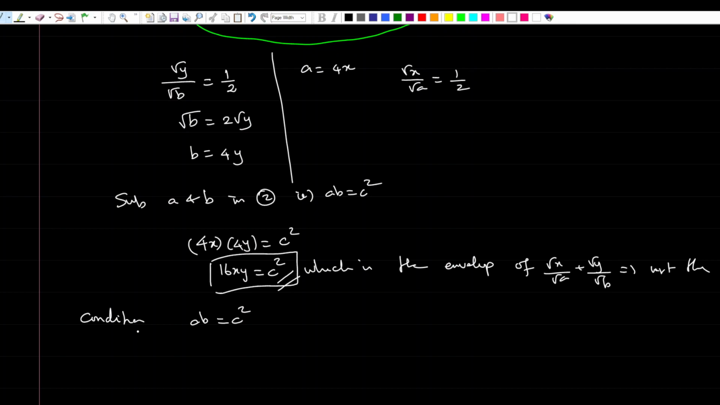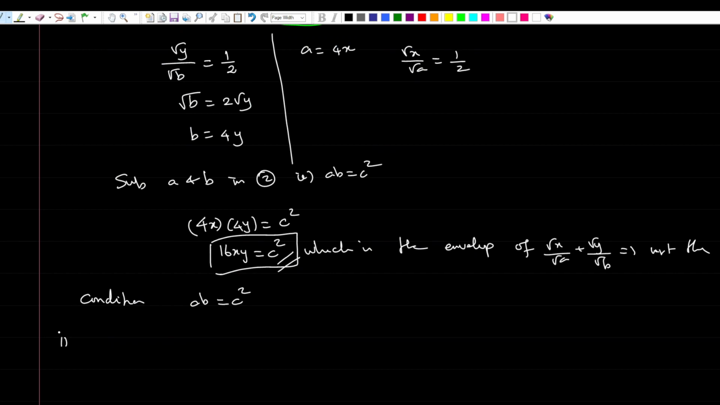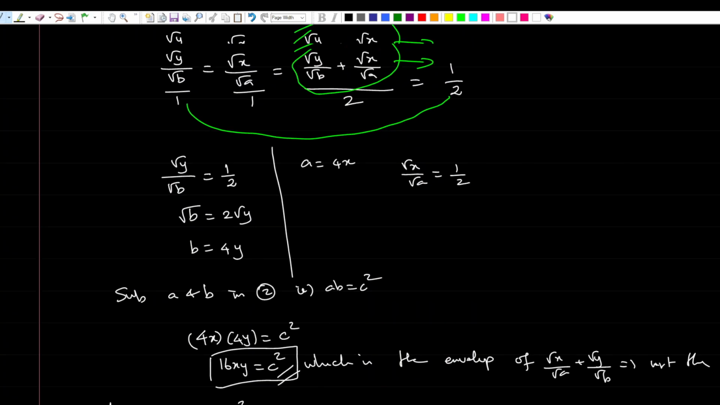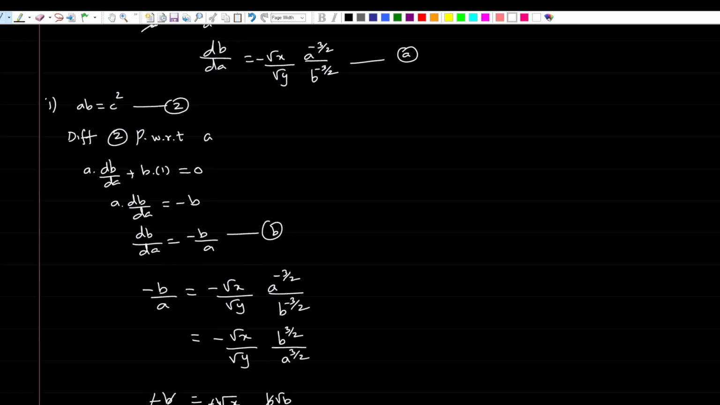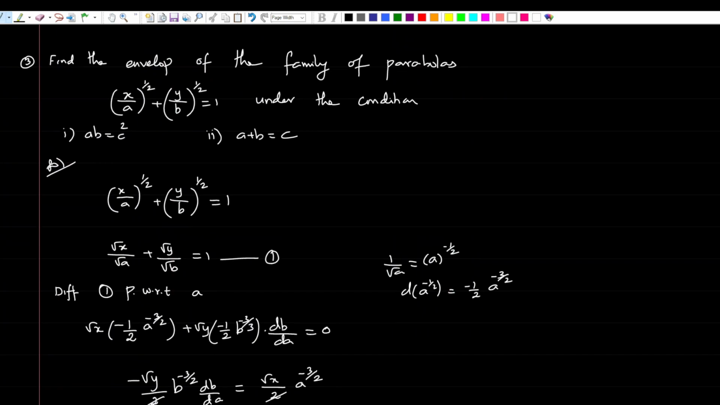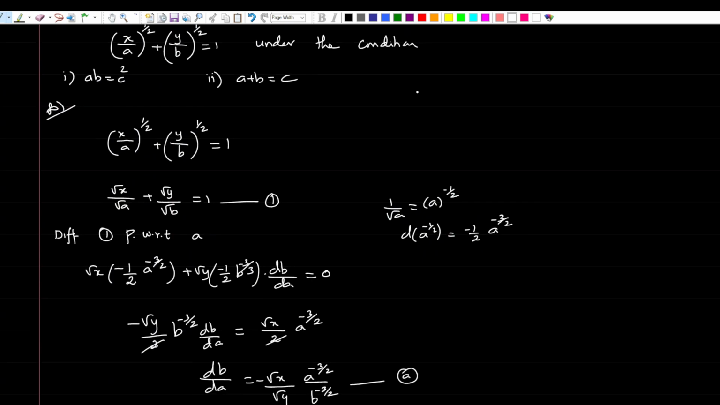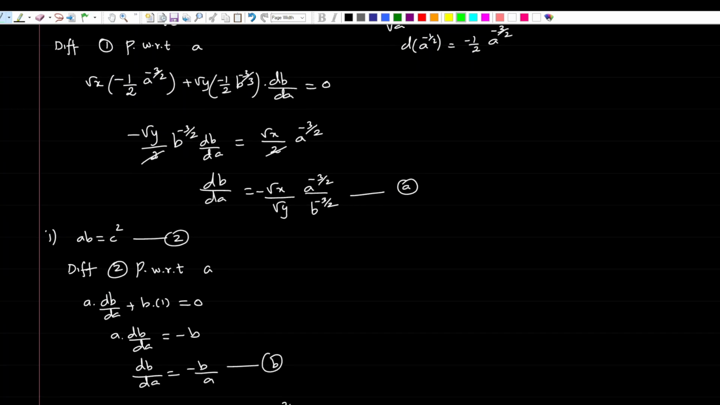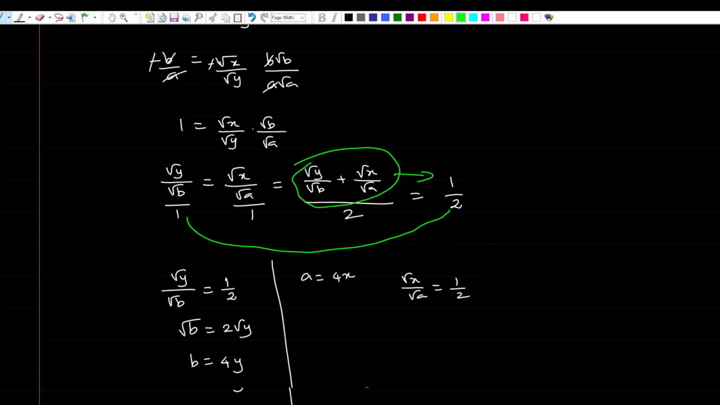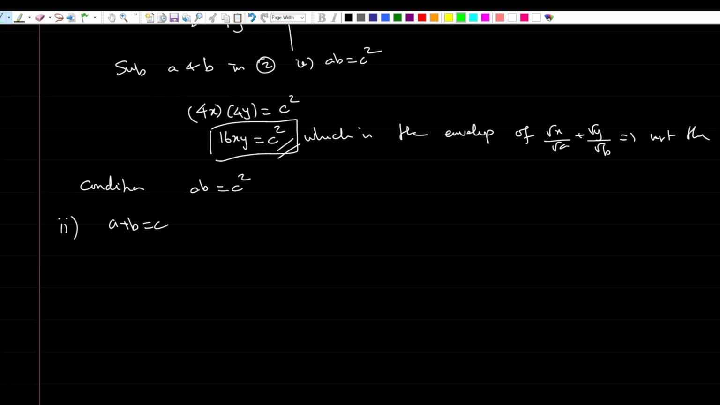Now the second condition is a plus b equal to c. All right, this is the second condition in this problem. It is given that a plus b equal to c. Now let me consider this as equation number 3.